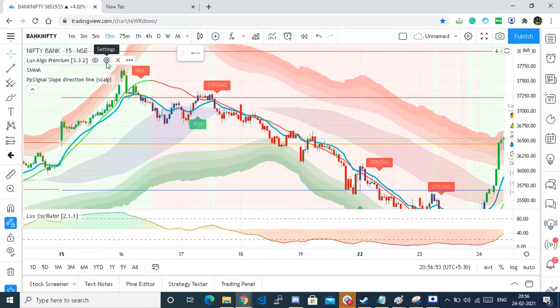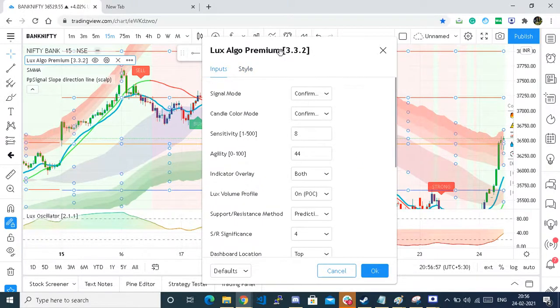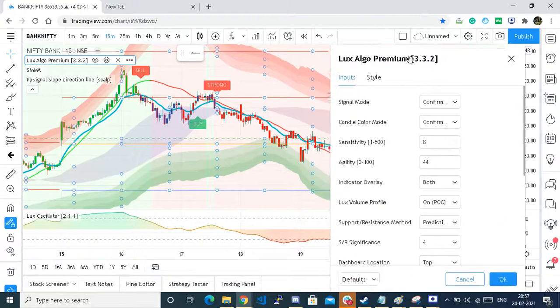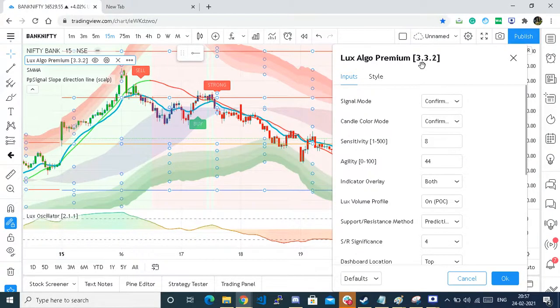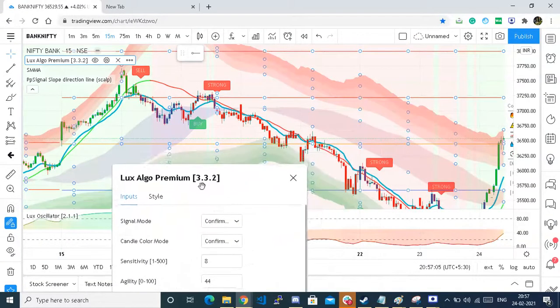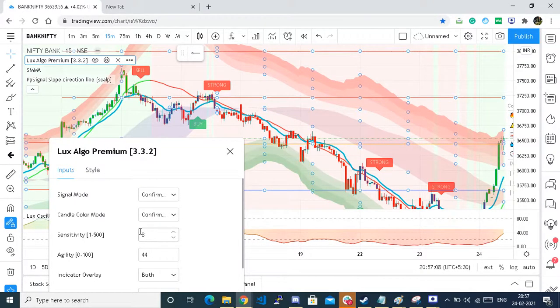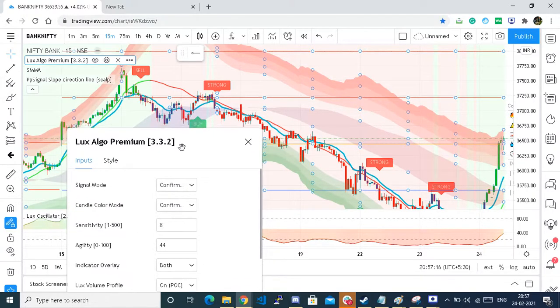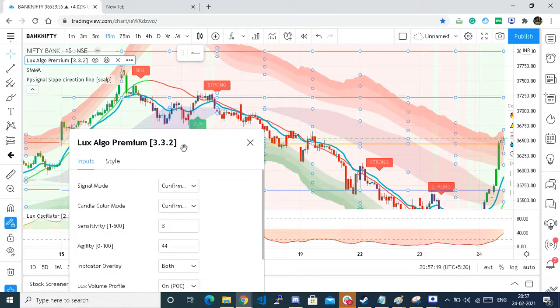The best part of the indicator, what I like, is you can change the signals accordingly in terms of what your trading style is. So if you look, one is sensitivity and there is agility. Sensitivity will give you an understanding about how frequently your signals have to come into your chart, and agility will give you an understanding about how we can fine tune these particular signals with proper highs and lows of the market.